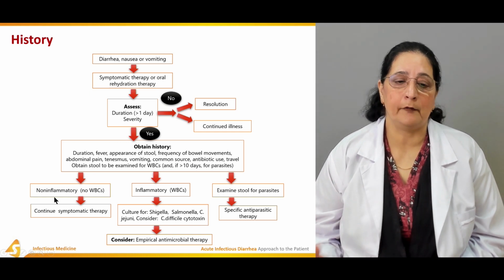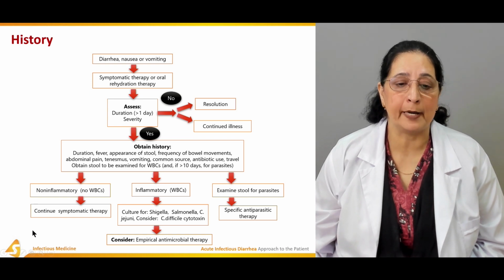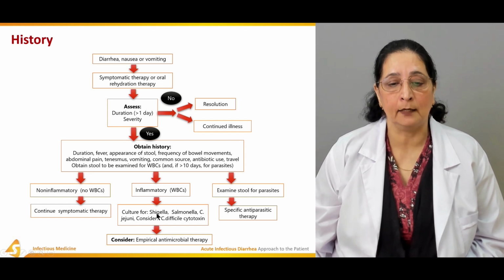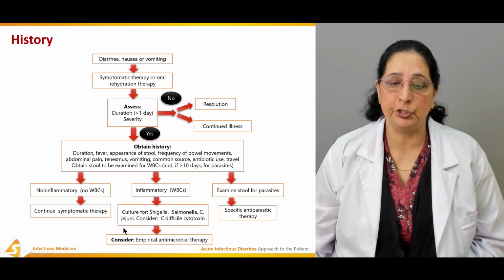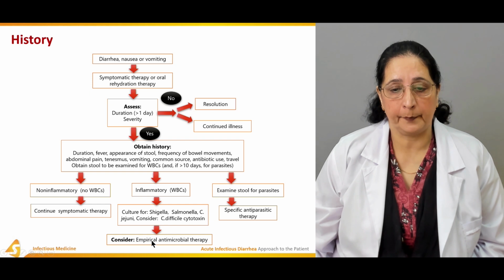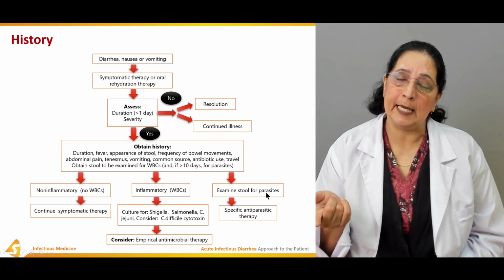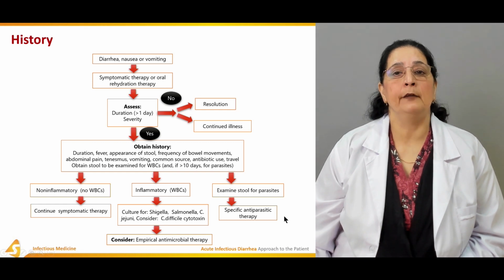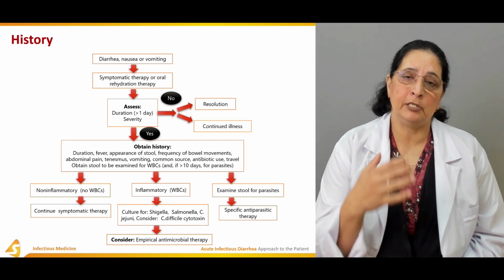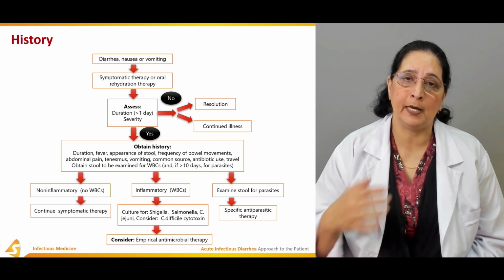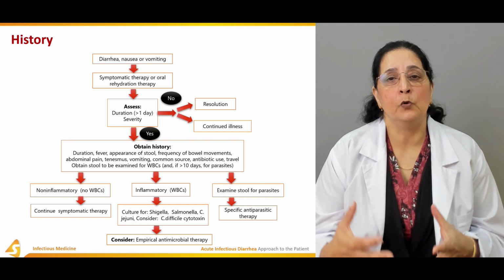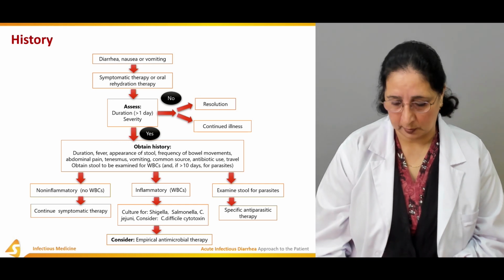Non-inflammatory, we know these things already, no white blood cells, continue symptomatic therapy. Inflammatory: send culture for Shigella, Salmonella, Campylobacter jejuni, and Clostridium difficile, and consider antimicrobial therapy. Examine stool for parasites. In case it's more than 10 days, then we should give anti-parasitic therapy. So these are a few basic steps. Ask the history, if more than 1 day go for treatment, go for stool examination to see if it's inflammatory or non-inflammatory, and if it's more than 10 days, we should look for parasites also.